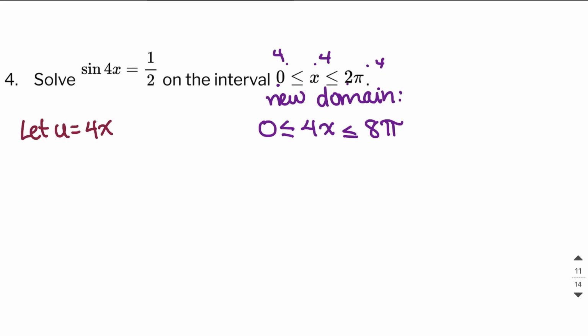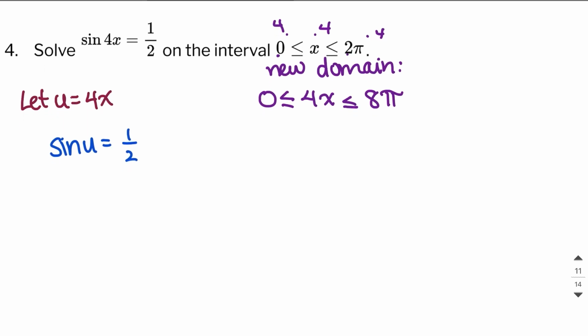Again, if you don't like to use the u, you can skip this step. You don't have to do this piece. But I know that for some people, it simplifies things a little bit. So right here, we would say sine of u equals 1/2. And then remember u is 4x, so I'm going to find all the possible values of u from 0 to 8 pi.